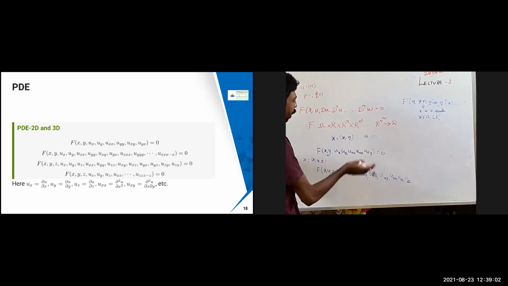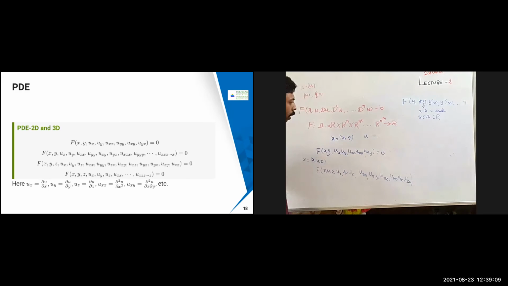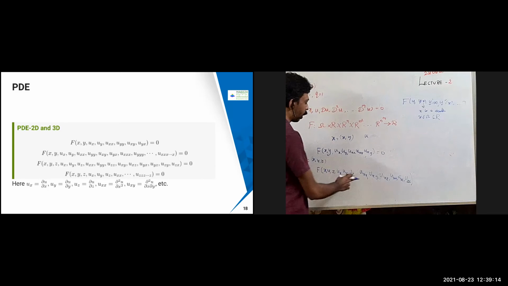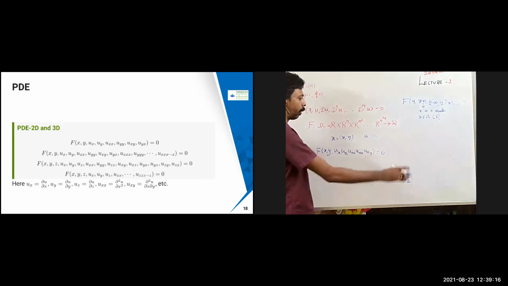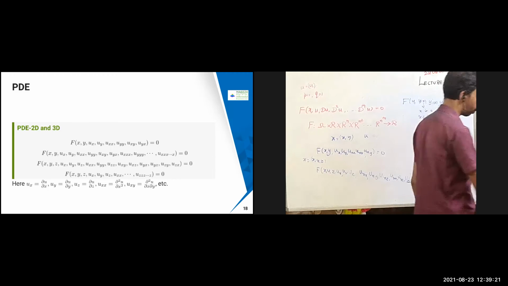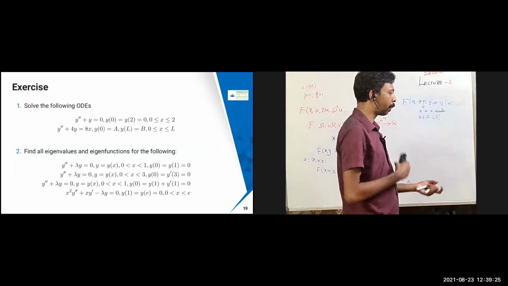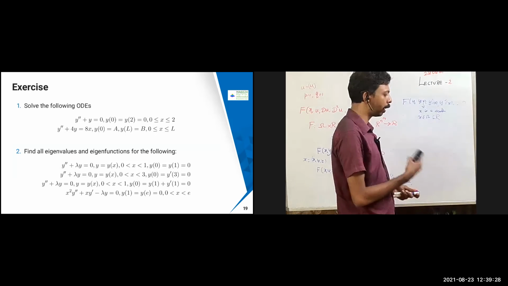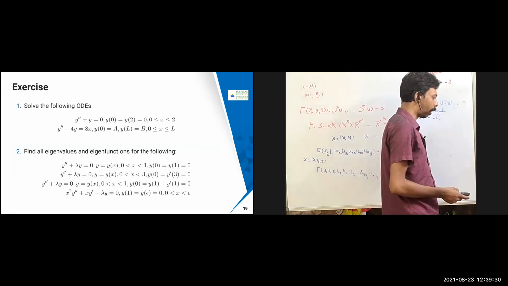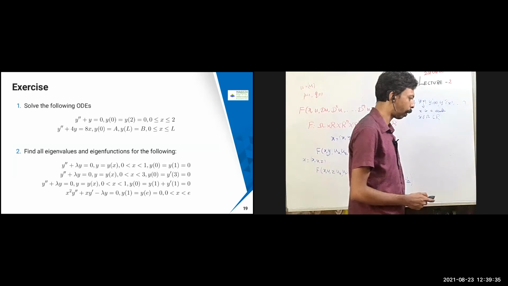Now you can define in a similar way, like uxx, uxy, etc. I can keep on defining. This is the third one in that presentation. Similarly, you can define for the n-dimensional case, with as many derivatives as you want. So this is a simple example for 2D and 3D problems of PDE. A simple exercise for you is to solve these problems using the ODE techniques.